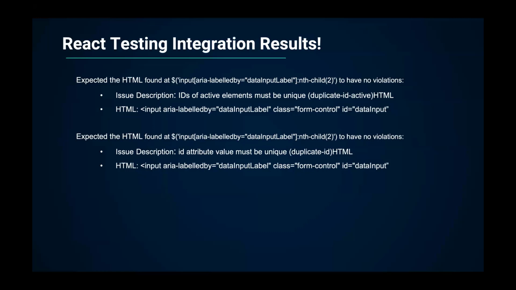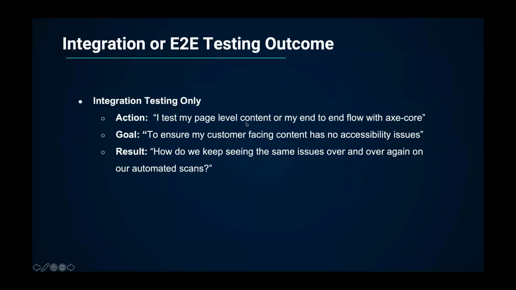So the next question I usually get asked is, Mark, let's say I do just integration testing. Like you're making it sound like I could just do integration testing. I'll catch the other thing I caught in the component testing at that time. Okay, that's a perfectly valid argument. So let's try it real quick. Let's use the three steps of testing. So integration testing only. My action: I test my page content or my end-to-end flow with Axe, right? 57.6% accessibility violation. So I go to goal. My goal is to ensure my customer-facing content has no accessibility issues. All right, I'm 2 for 2. The result. Well, how do we keep seeing the same issues over and over again on our automated scans?